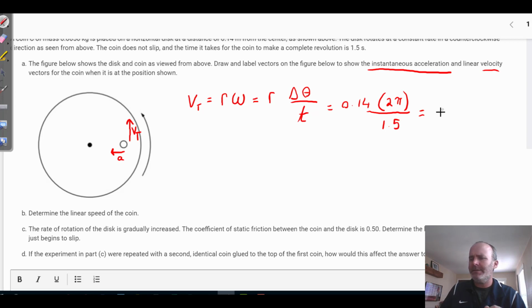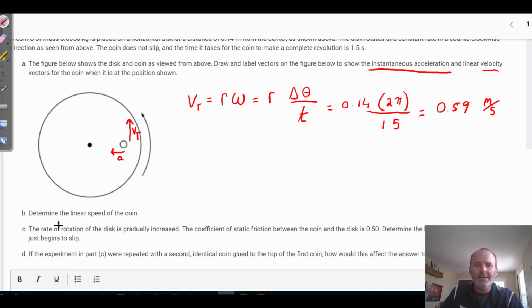So if I do that math, I get 0.59, I think. And that would be in meters per second, because this is in meters and this is in seconds. And the rads, we're not going to use that. That unit doesn't end up calculating out. So we just have meters per second.